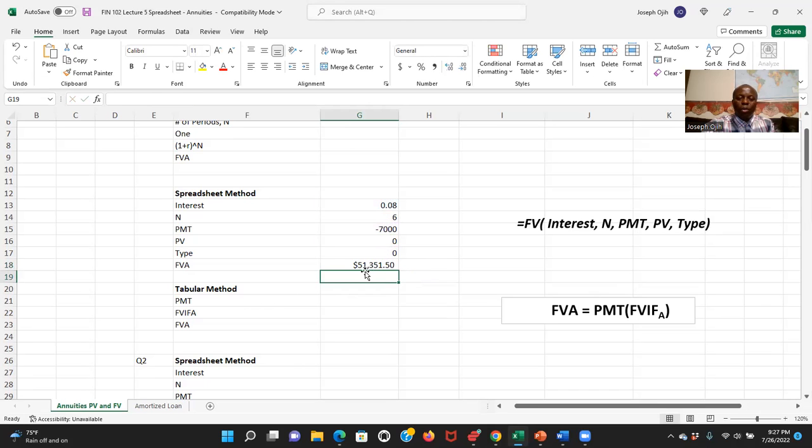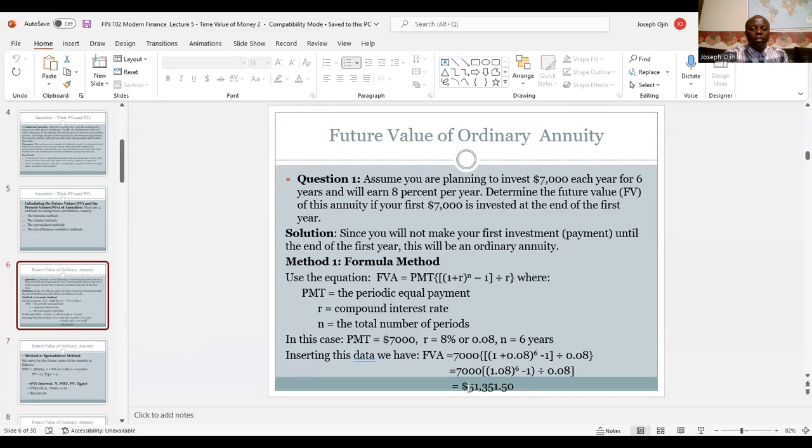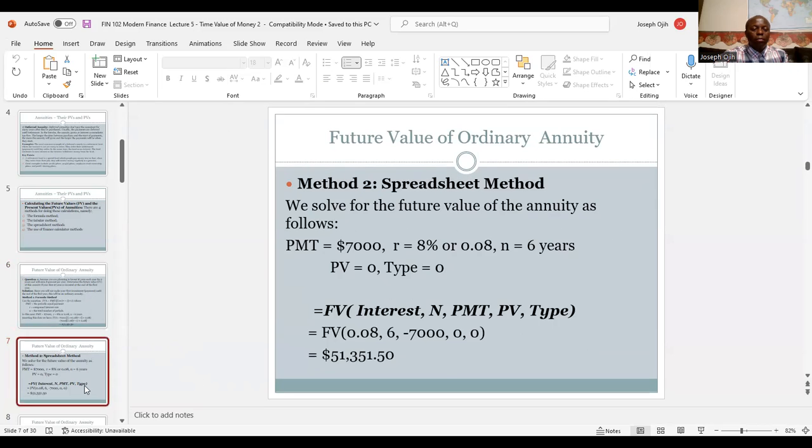See, the same thing we have, $51,351.50, which you can see from our formula, the answer we got using the formula method. You can see right here, $51,351.50. So the same results. Okay. So that is what you get when you use the spreadsheet method.